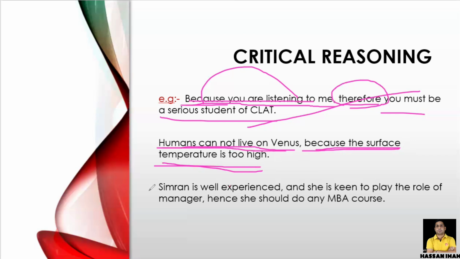Next is Simran is well experienced and she is keen to play the role of manager. Hence, she should do any MBA course. So this hence is the family of so. Therefore, it is conclusion and rest is premise.